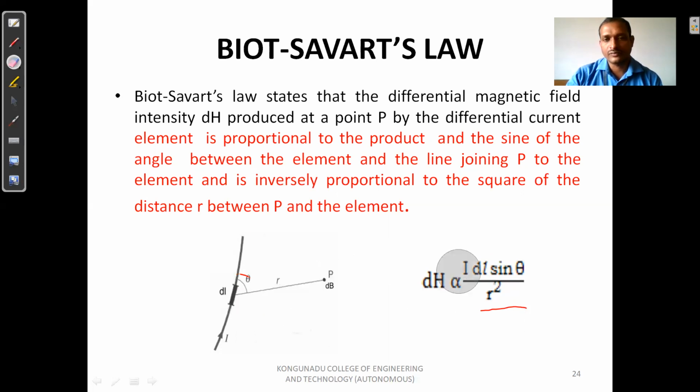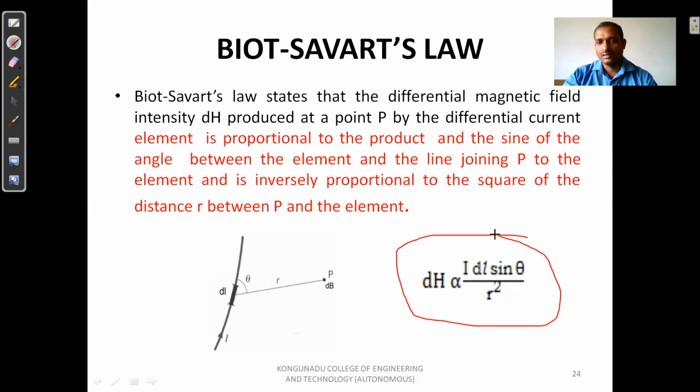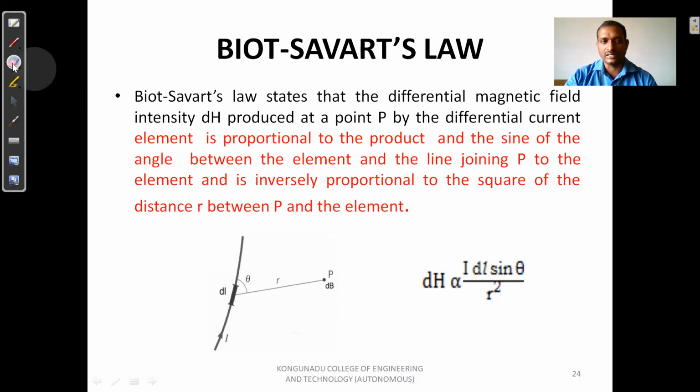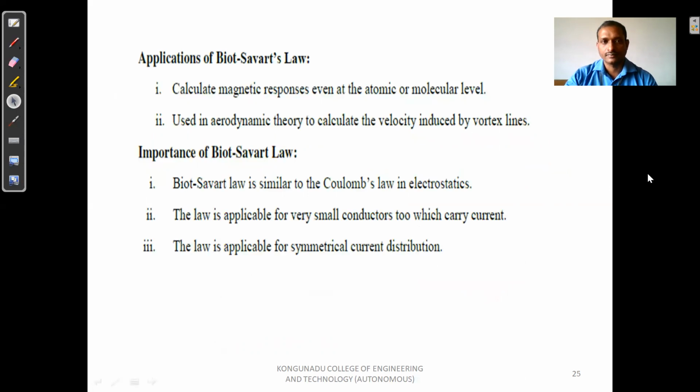So the magnetic field intensity produced at point P due to the current element, dH, is defined as directly proportional to I dl sin theta by r square. So it is proportional to the product of the current element and sin theta, and inversely proportional to the square of the distance between the point P and the element. This is the Biot-Savart law, one of the important laws used to determine the magnetic field intensity and magnetic flux density in magnetostatics for different conditions.